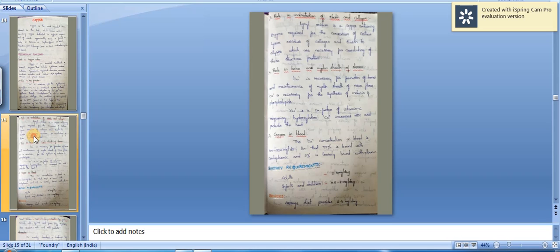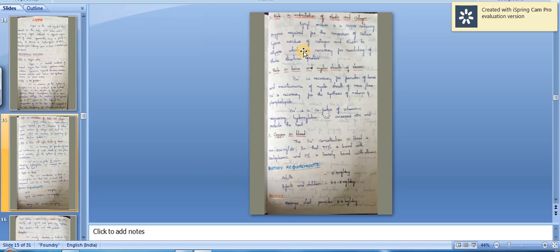Next, role in elastin and collagen. Lysyl oxidase is a copper-containing enzyme required for the conversion of certain lysine residues of collagen and elastin to allysine, which are necessary for cross-linking of these structural proteins.